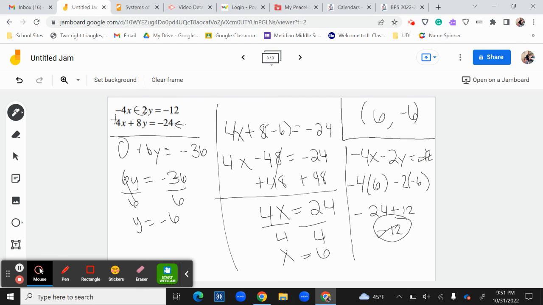And that checks out. So it's one example of how to solve a system of equations using the elimination method.